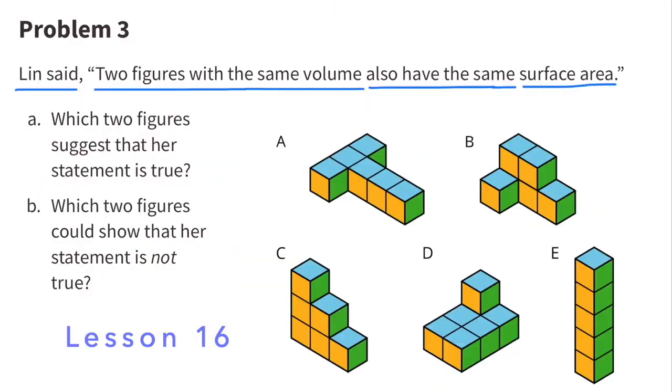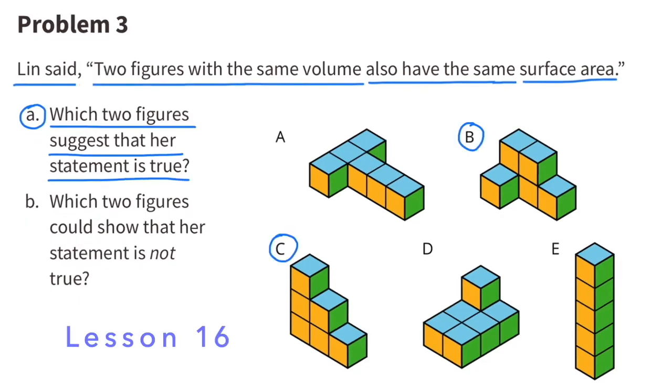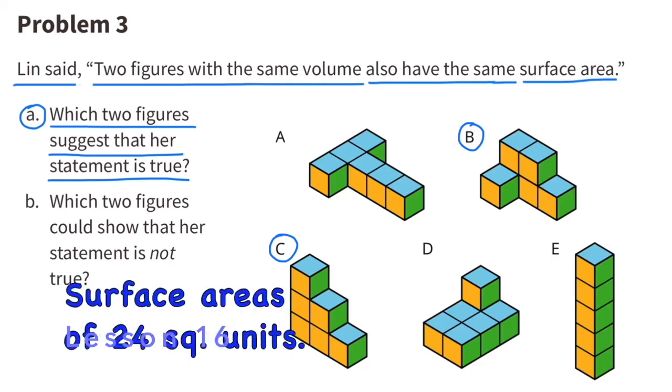Number 3. Lynn said, two figures with the same volume also have the same surface area. A. Which two figures suggest that her statement is true? Figures B and C suggest that her statement is true. Both of these figures have volumes of 6 cubic units, and both of these figures have surface areas of 24 square units.